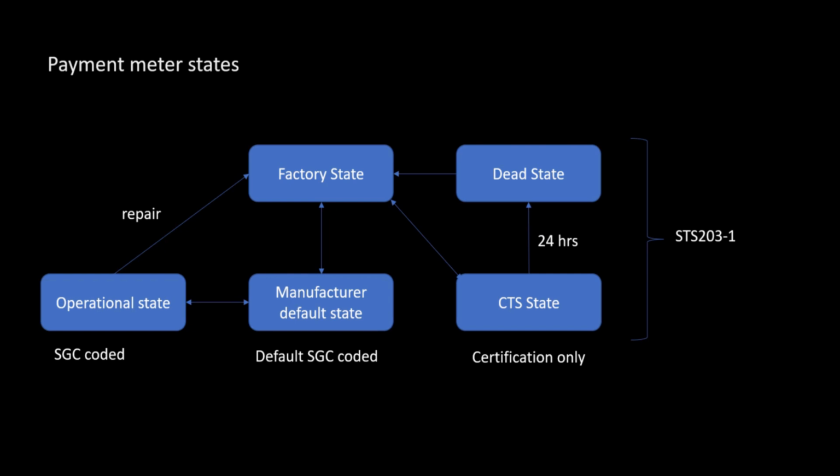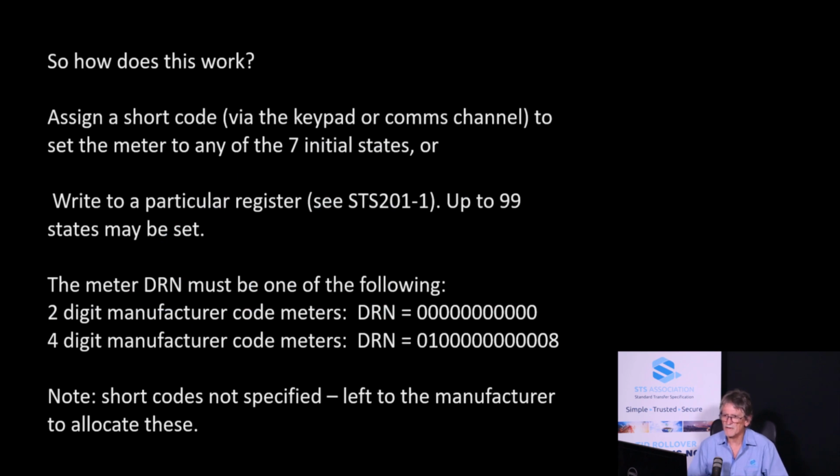Or alternatively, the meter can be shipped out for testing and then shipped back to the factory, and that functionality disabled. But the meter is never allowed to leave the factory with that default CTS state enabled. So how does it work? We assign a short code via the keypad or communications channel or a token to set the meter to any of the initial states. Or we write to a particular register.